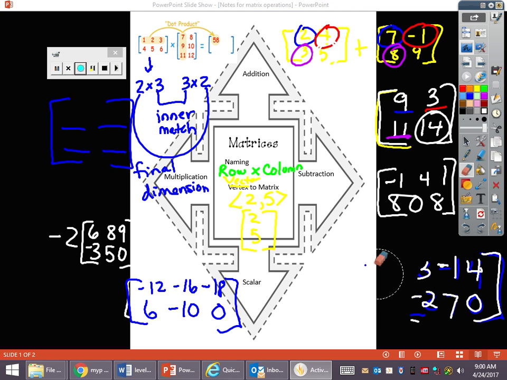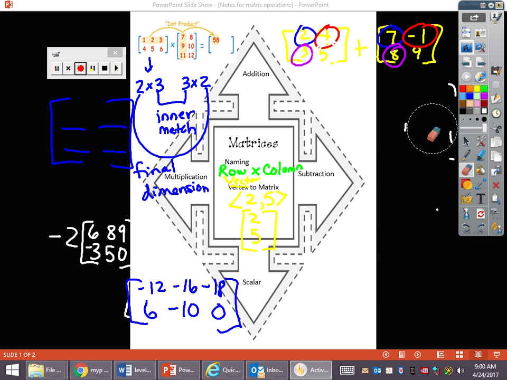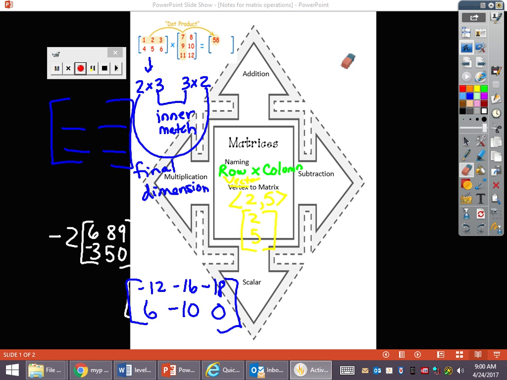We just took a quiz on the dot product. You do first times first plus second times second. So I'm going to use this example up here. I would have done 1 times 7 plus 2 times 9 plus 3 times 11. So I took each number in this row and multiplied it times each number in the column. That gave me 7 plus 18 plus 33, which is 58.